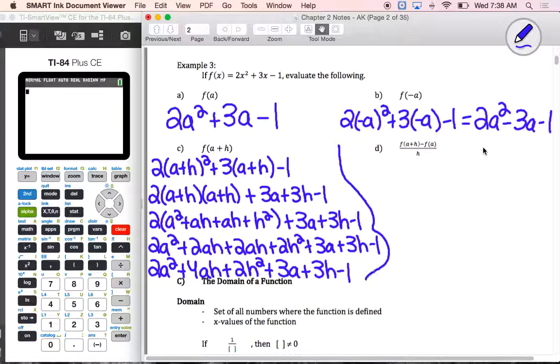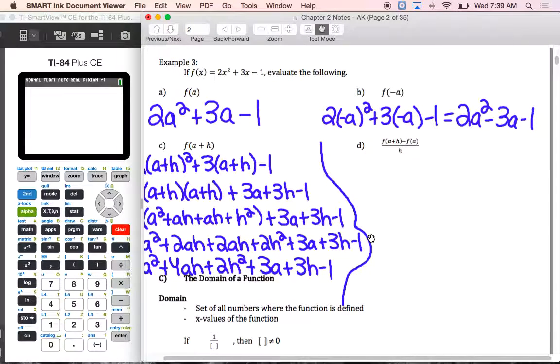I need to split this because this is going to be longer for part D also. Now, for part D, we are plugging in our information into this fraction. So you're taking your answer from C, because that's f of a plus h, and you're going to subtract your answer from A, because that's f of a, and then we're going to divide it by h. So again, take your answer from C, and then minus your answer from A, and then divide it by h. And again, I've got to write small so I can squeeze it all in.